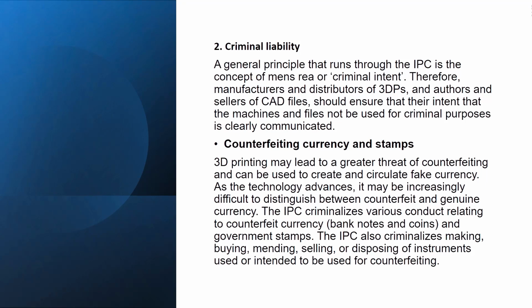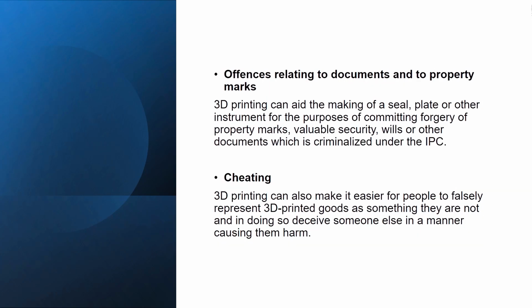The 3D printers may also be used to make currency and stamps, which is again an offence under the Indian Penal Code, making counterfeit currency or stamps, or banknotes. There may be offences related to documents and to property marks. There are a lot of things which are protected under the scheme of the IPC in section 497 or 491, or so on and so forth, where property marks are protected. So, 3D printers can aid the making of a seal, plate or other instrument for the purposes of committing forgery of property marks, valuable security, wills, etc.